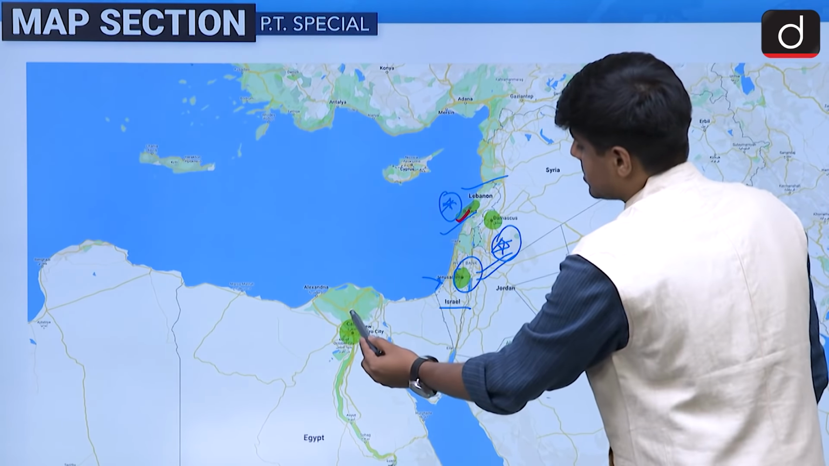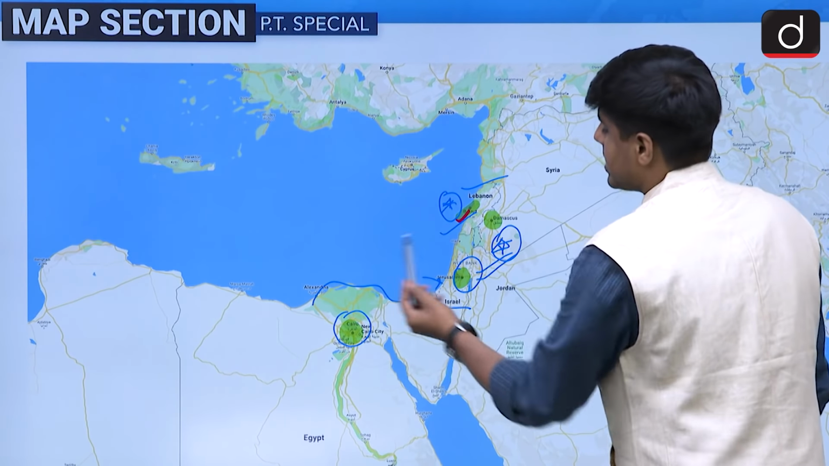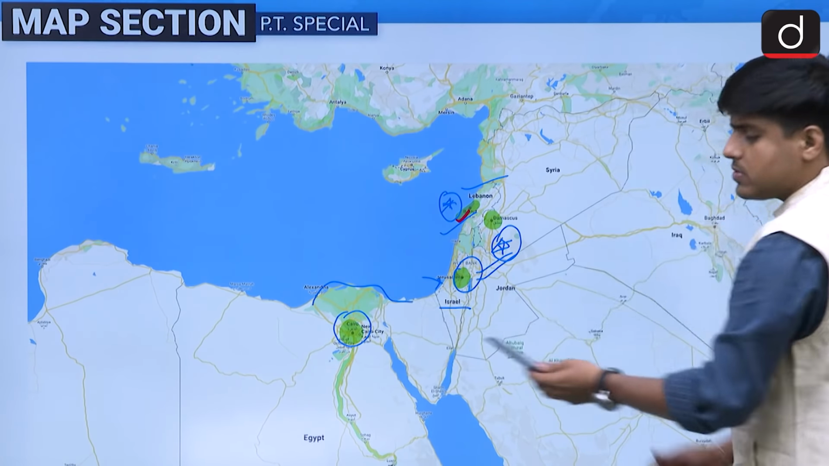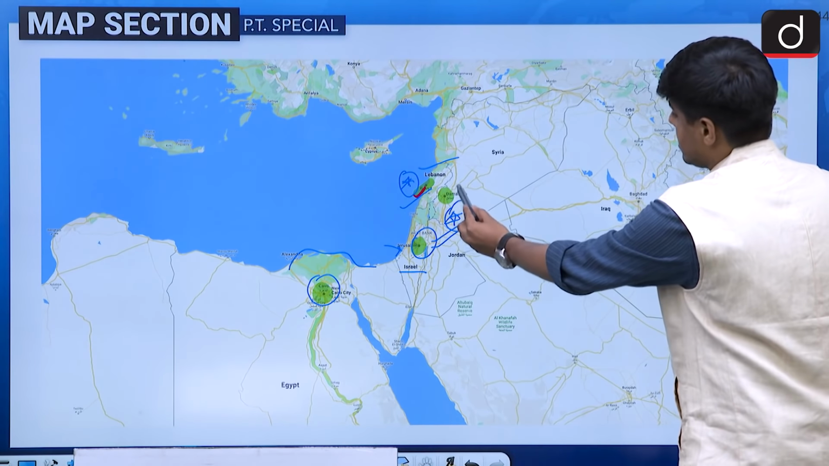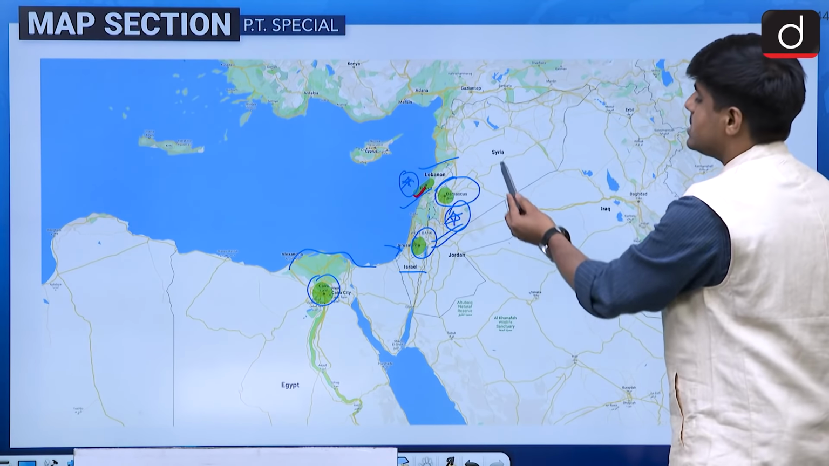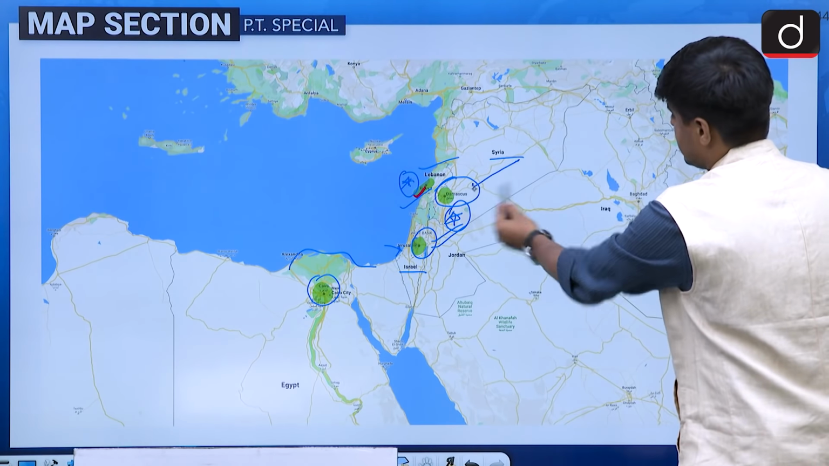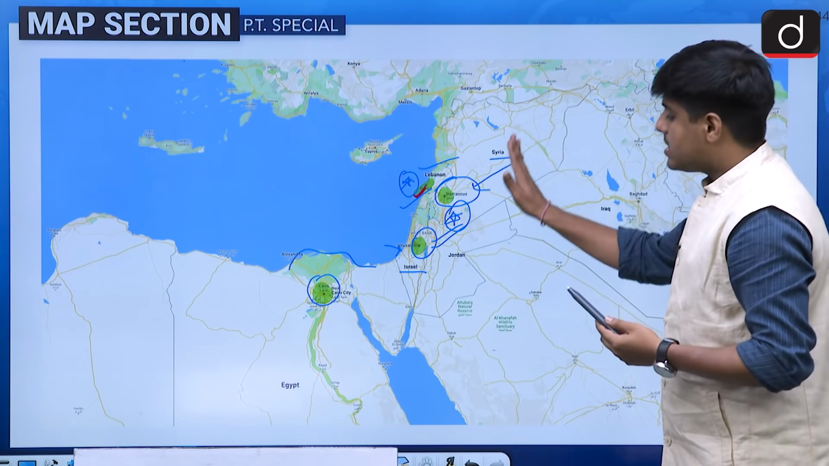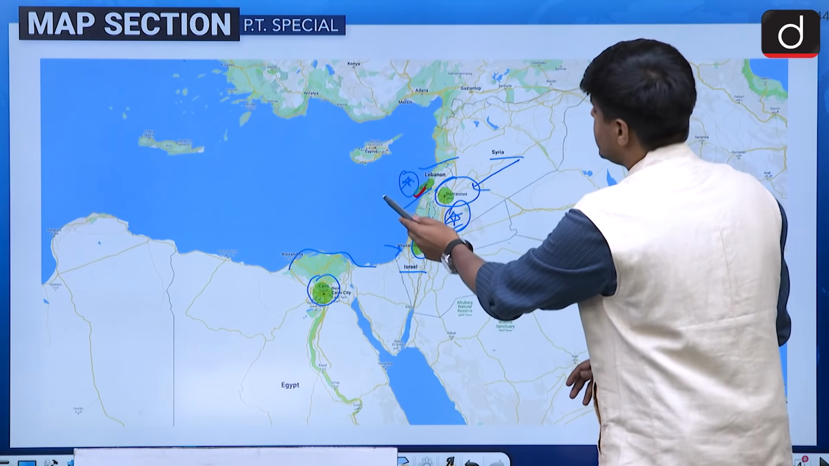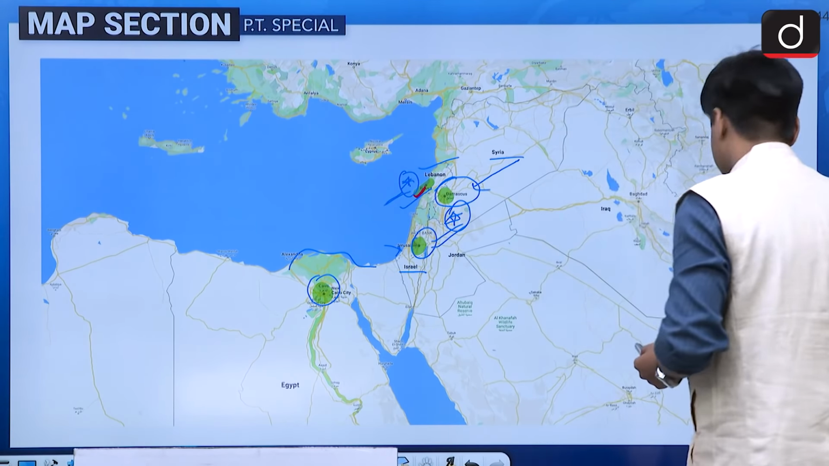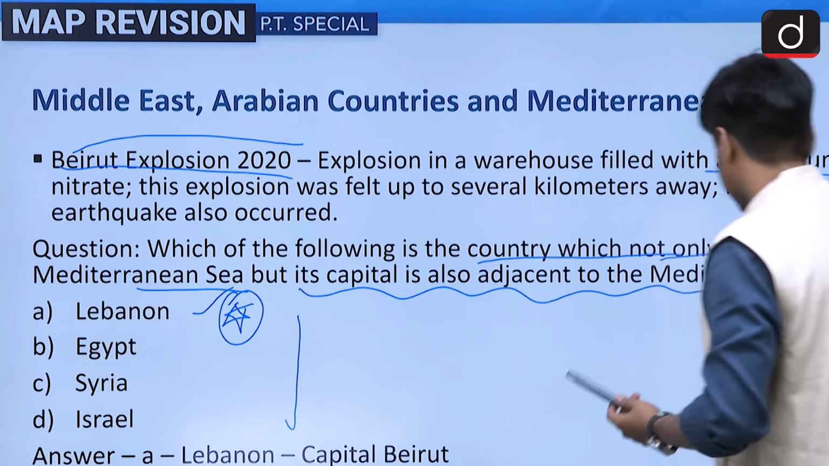Now, the Egyptian capital, Cairo. Again, Egypt touches the Mediterranean Sea, but its capital is way deep into the mainland area. And then the last option, Syria, its capital Damascus is again way deep into the mainland. So none of the other three countries has its capital anywhere near the coast. Only Lebanon and its capital Beirut touch the coast. So that would be the answer.